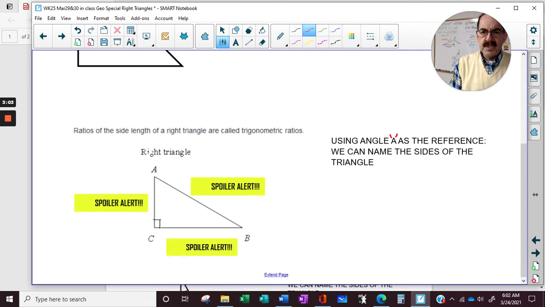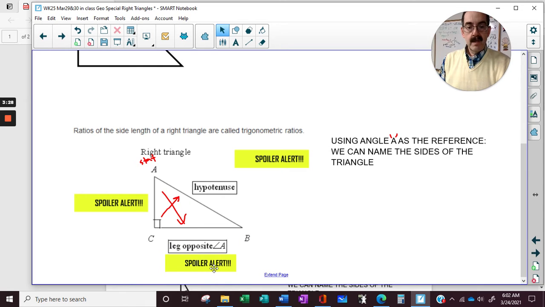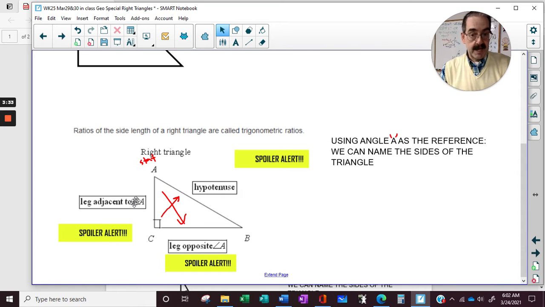If this is where we're starting, what do we call this side? What do we call this side? And what's across from the 90? Spoiler alert. Pause the video if you need to. Here we go. The hypotenuse, the opposite side, the adjacent side. So now we've written it. It's on your notes.